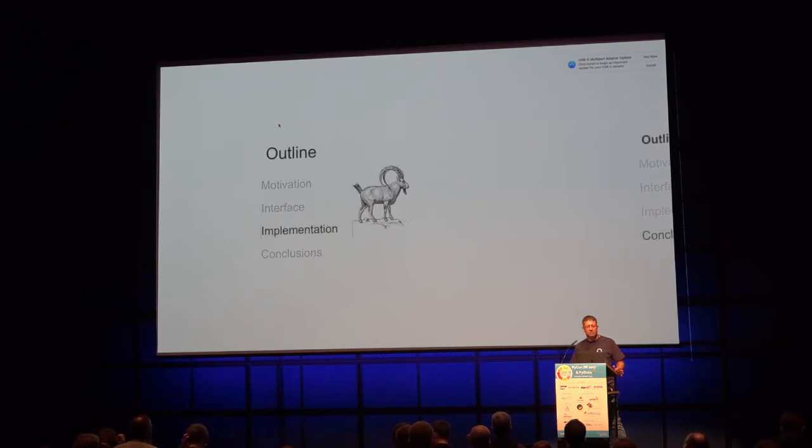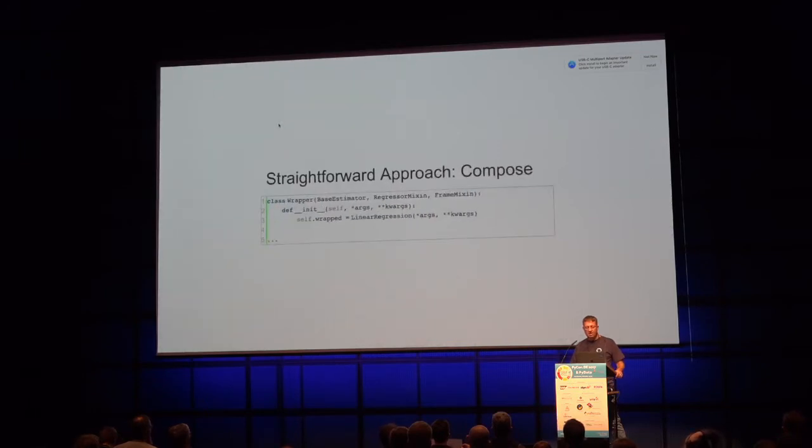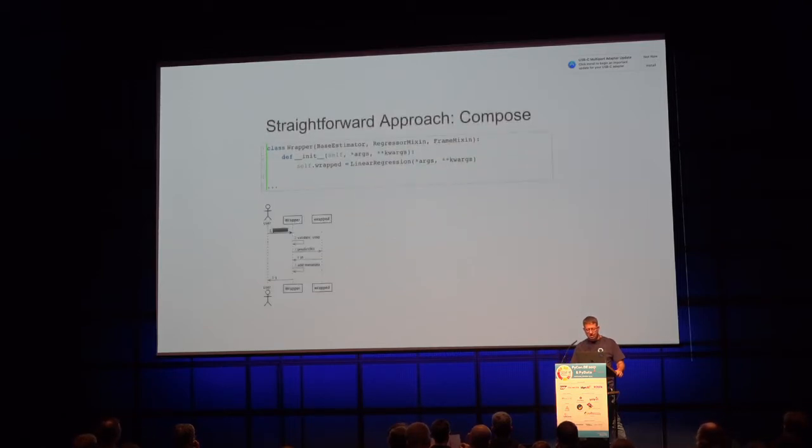Now, in terms of the implementation, it's not very complicated. I just wanted, if there is time, to mention some technical points. So the obvious straightforward way of writing such an adapter is through composition. So what we would do is to write a wrapper class. And this wrapper class would take, for example, in this case, base estimator regressor mixin in the case that it's a regressor, and Ibex's own frame mixin to say that it's Pandas aware. And inside, it would hold wrapped, which is the original stage, which it's wrapping, as a member.